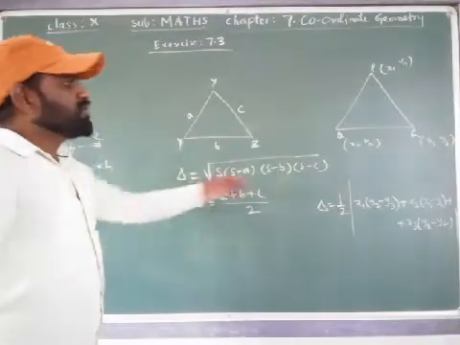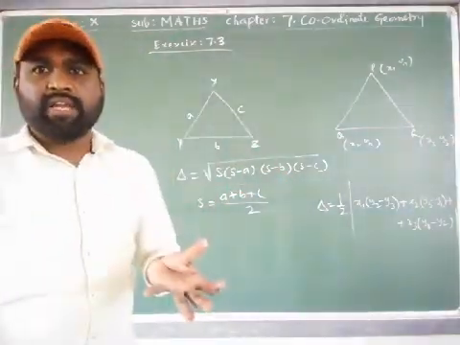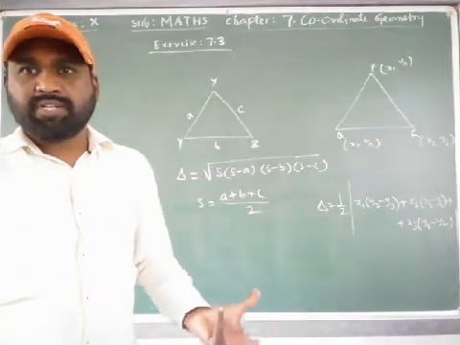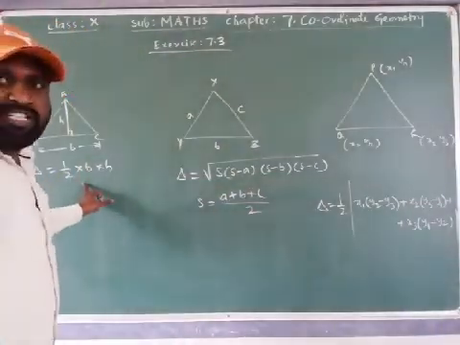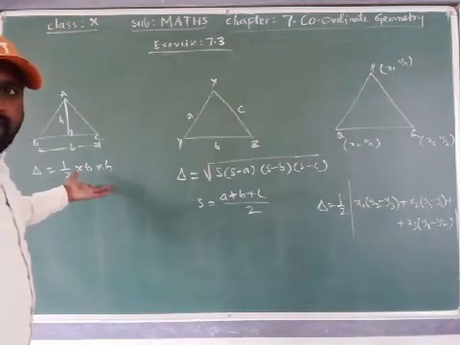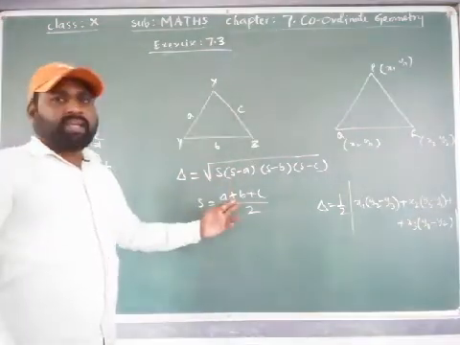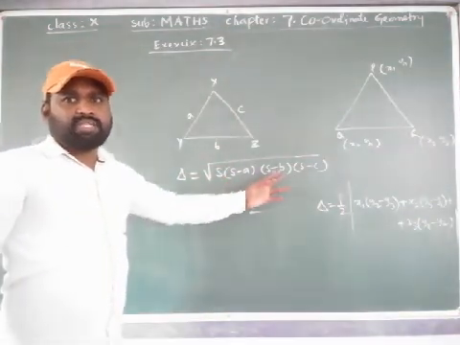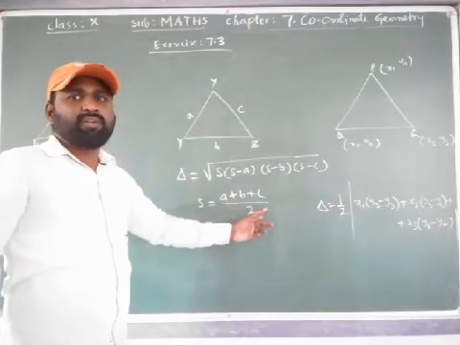Understand? By using these formulas, we can find the area of the triangle in different situations. If base and height are given, directly half into base into height, which is a very familiar formula we all use. If you don't know the base and height, but you know the lengths of the sides, we will use Heron's formula, under root of s into (s minus a), (s minus b), (s minus c), where s is equal to (a plus b plus c) by 2.